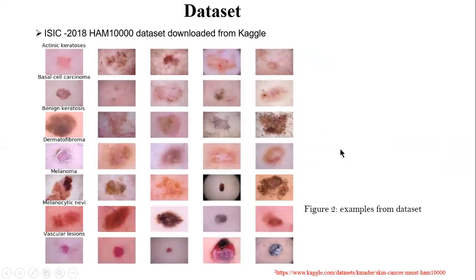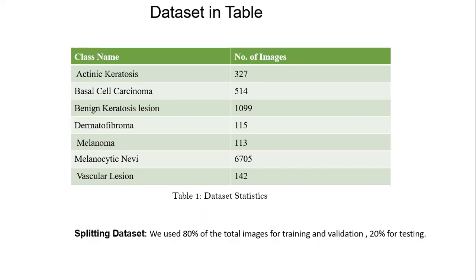This is our ISIC 2018 or Human Against Machine 10,000 dataset downloaded from Kaggle. There are 10,015 images. Some sample images are shown in this figure. This is our dataset in a table, where melanocytic nevi has 6,705 images, which is the highest, and the second highest is benign keratosis lesion, with approximately 1,100 images.